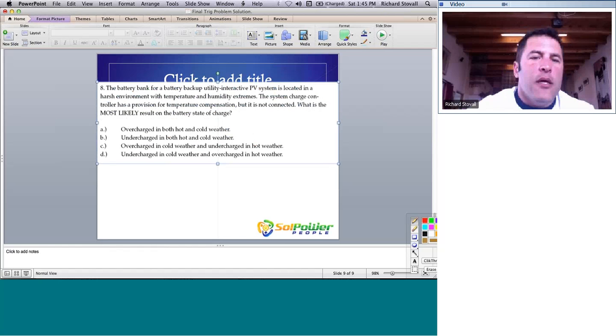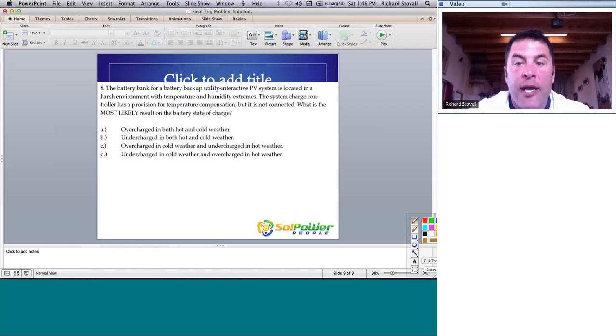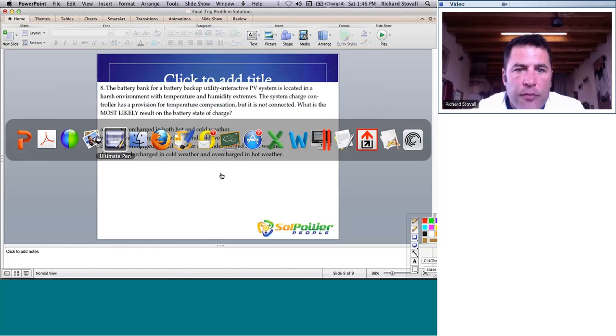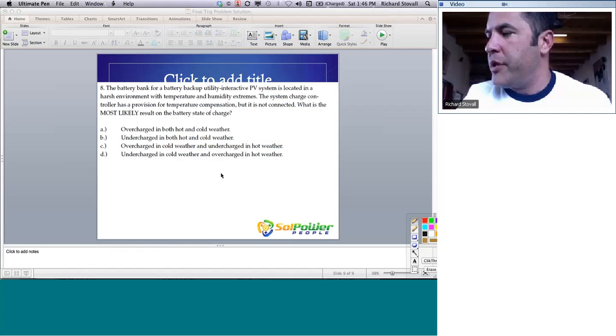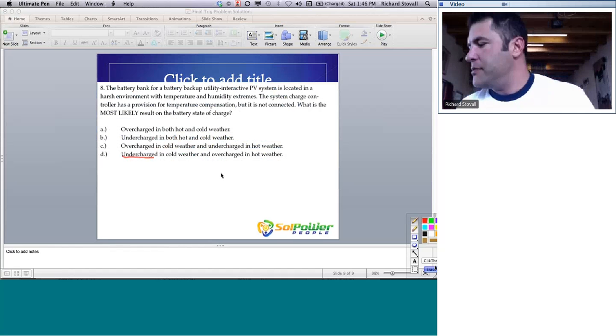Okay. So, thing to keep in mind: in hotter temperatures, the charging voltage needs to be adjusted downward automatically through the temperature sensor to avoid overcharging. By the same token, under colder conditions, it requires a higher voltage to keep the batteries charged. So if there's no temperature compensation going on in either direction, then the result is you will be undercharged in cold weather and overcharged in hot weather. So the answer is D.